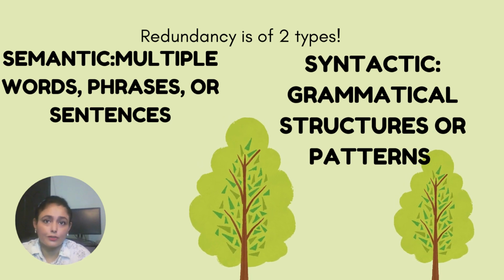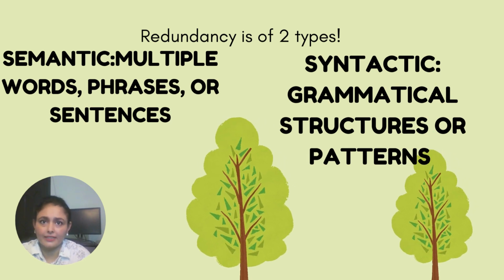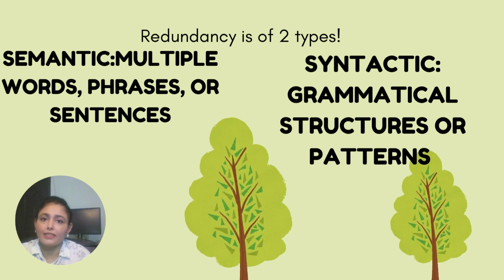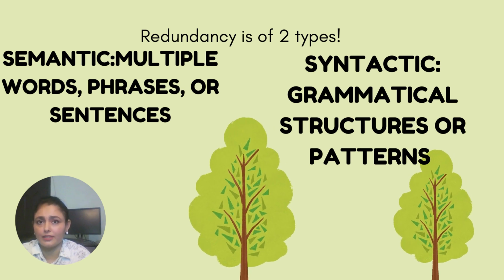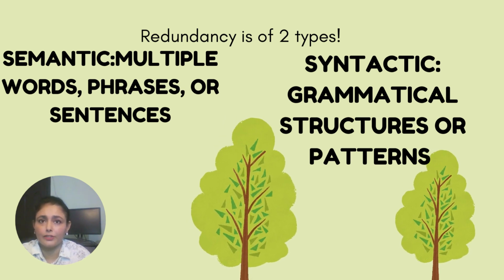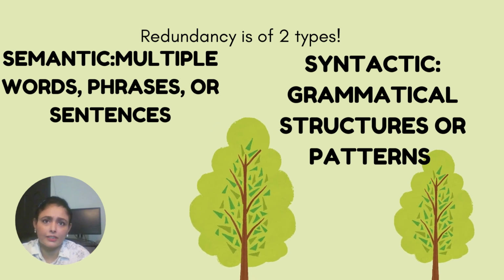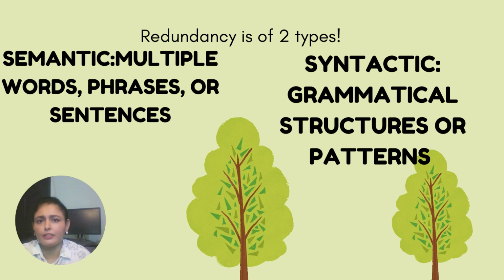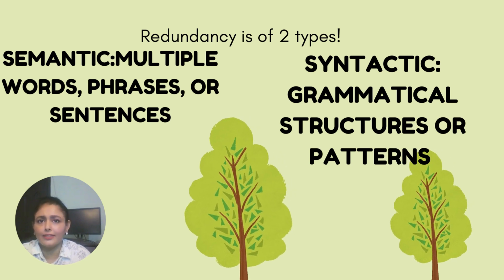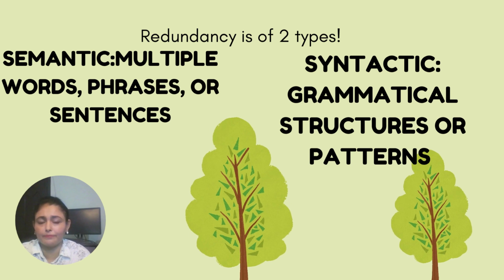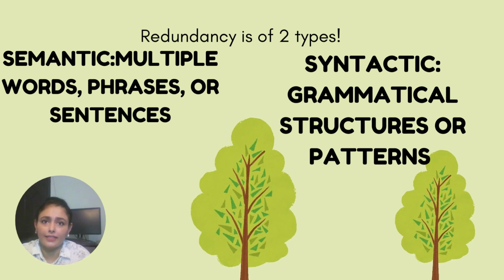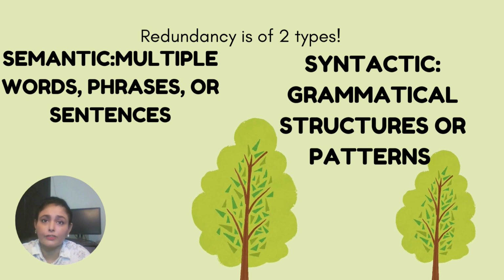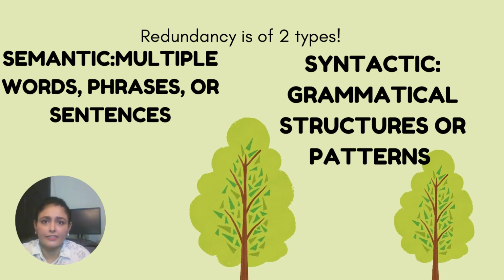Redundancy in language is of two types: semantic redundancy and syntactic redundancy. Semantic redundancy happens when you are using multiple words, phrases, or sentences to reinforce the same thing which you have told before. In other words, it is the repetition and duplication in the linguistic expression where you are using unnecessary details, unnecessary words for conveying your meaning. But when you are not using it correctly, what will it lead to? It will lead to verbosity and it will lead to ineffective communication.